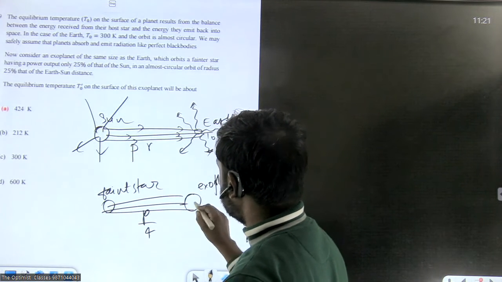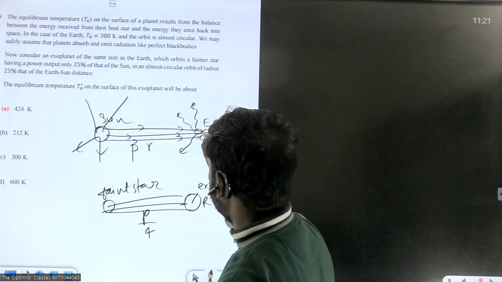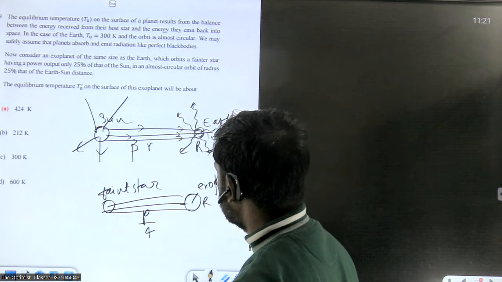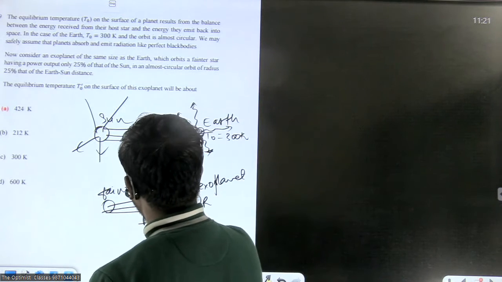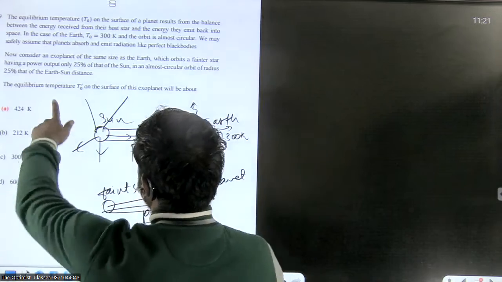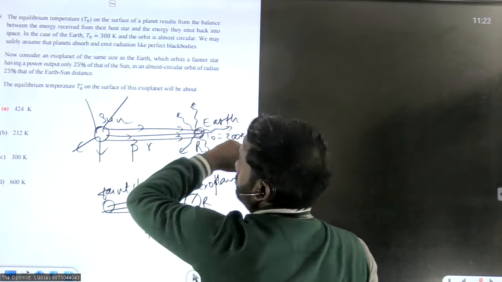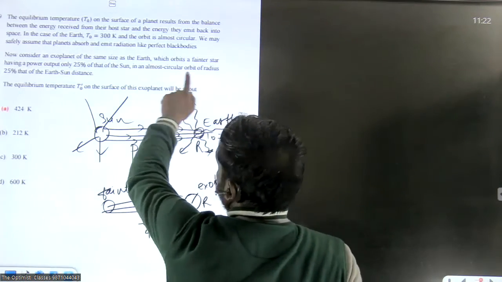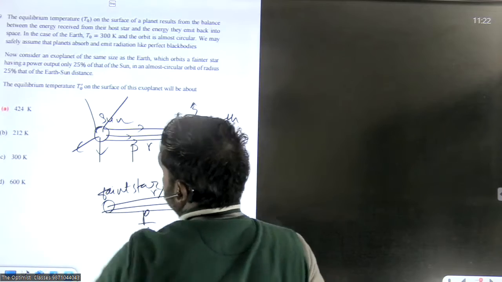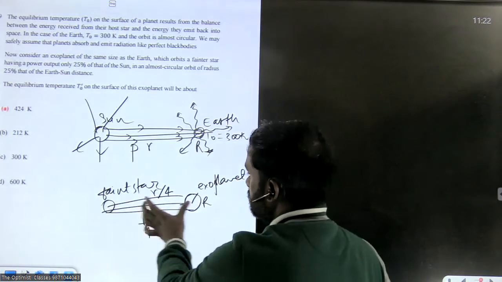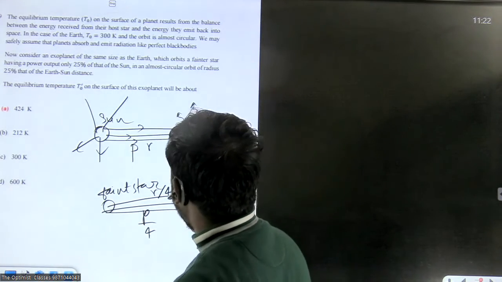Exoplanet. This has the same radius as Earth. Earth has radius R, then this also has radius R. This distance here to here is actually R by 4. That's what the question says: in an orbit of radius 25% that of the Earth-sun distance. So here to here distance is R by 4. Okay, that is the situation.